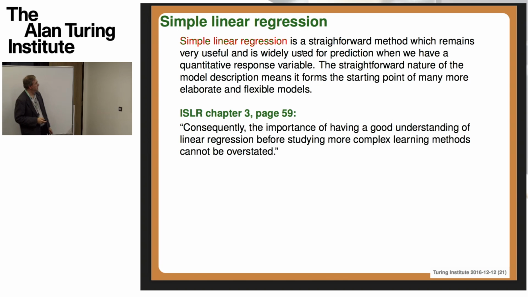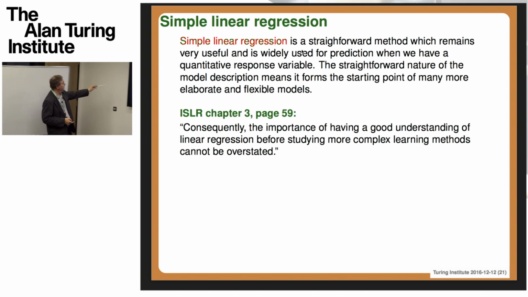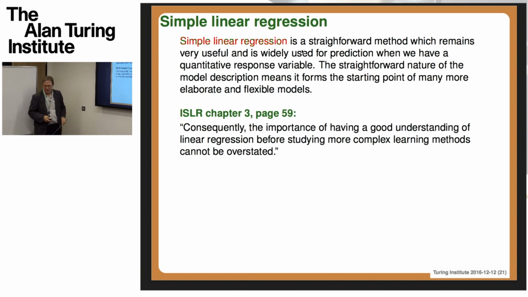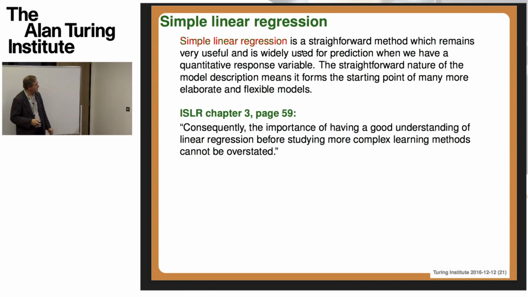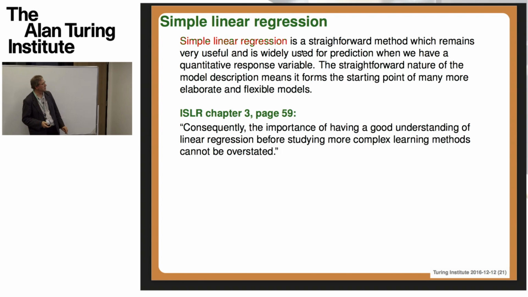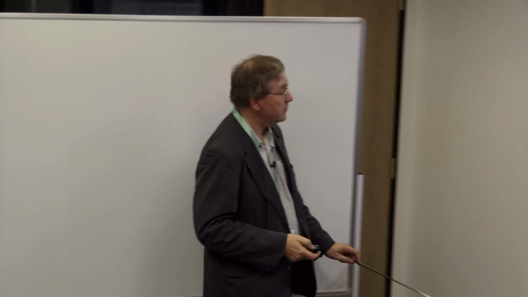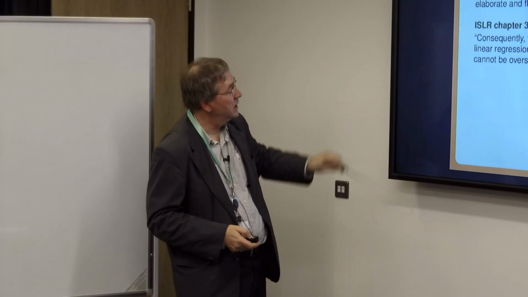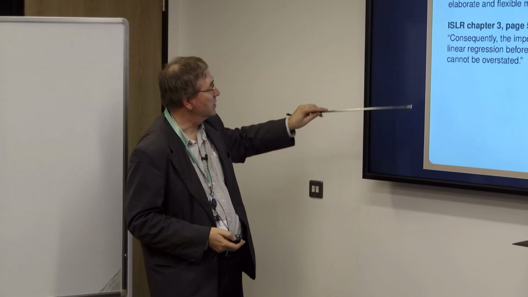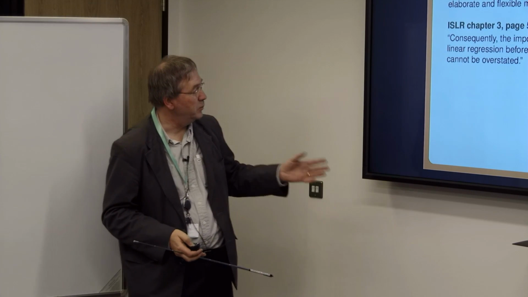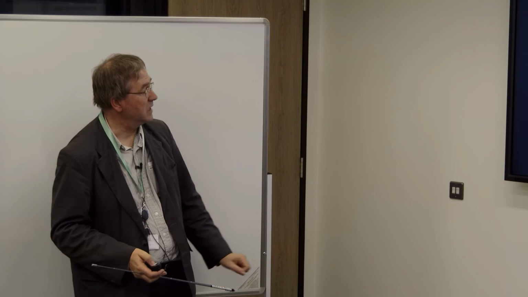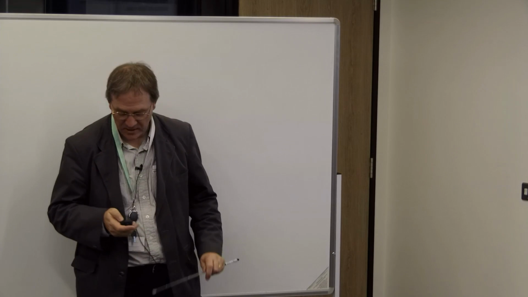Okay. And there's a very nice remark here in the book about the role of simple linear regression. It's obviously a very simple technique, and makes strong assumptions about the linearity of the relationship between the predictors and the response, but it's often the starting point for more elaborate and more flexible models. And a comment in the Introduction to Statistical Learning book is that consequently the importance of a good understanding of linear regression, a good set of tools to work with it, before studying more complex learning methods cannot be overstated. They say that very emphatically in the book, so I'll say it at least once.